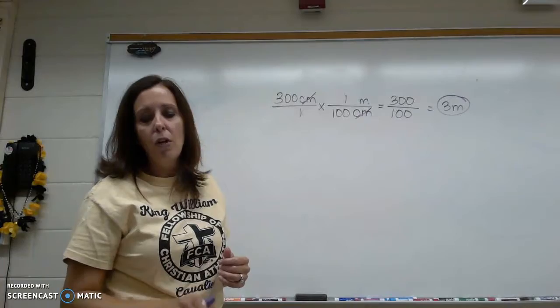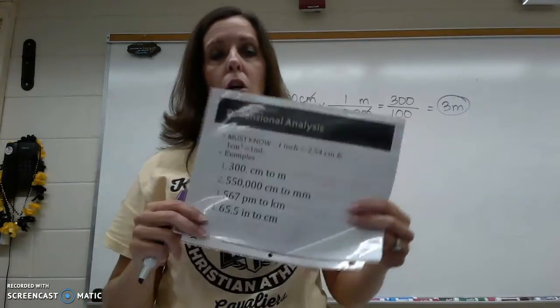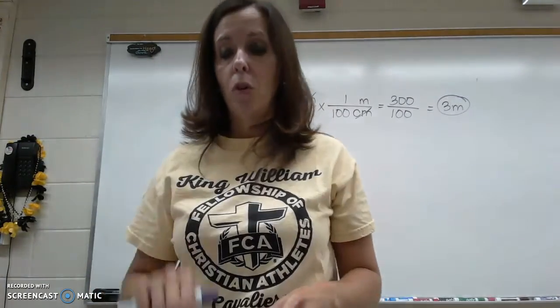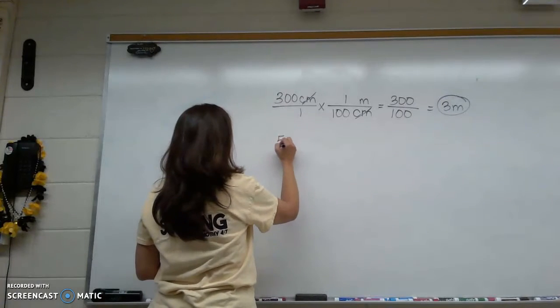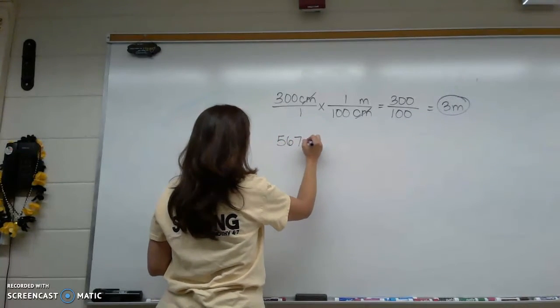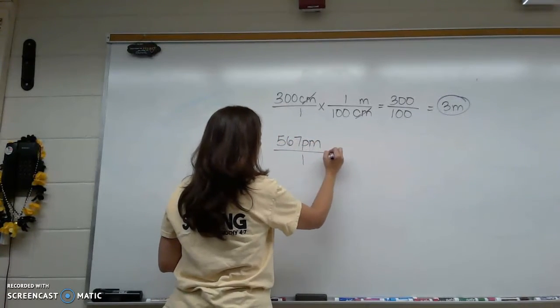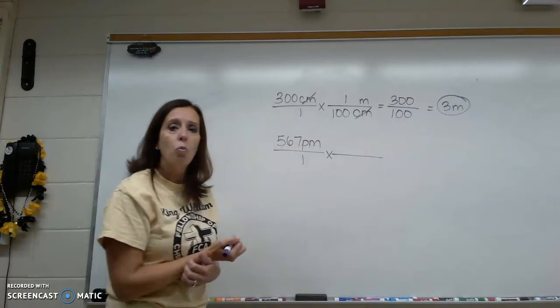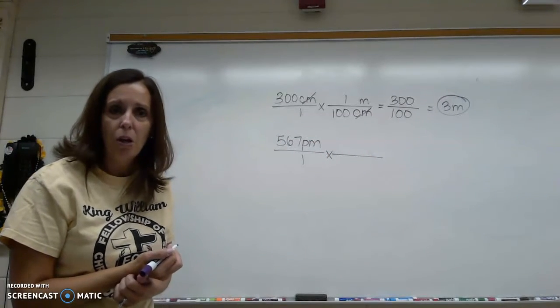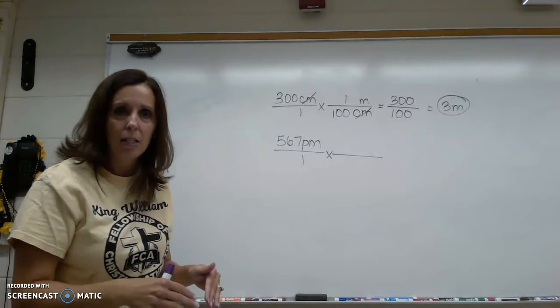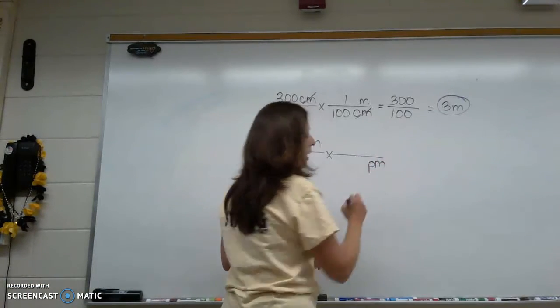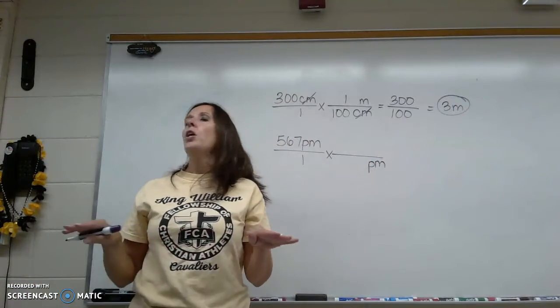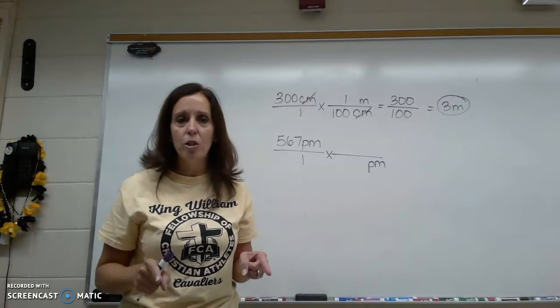Now, I am moving on to example number 3 on this sheet. 567 picometers to kilometers. Take what's given, put it over 1. I want to get rid of picometers, so where does that go in my next step? On the bottom. Can I go directly to kilometers? No. I have to go to the base unit.